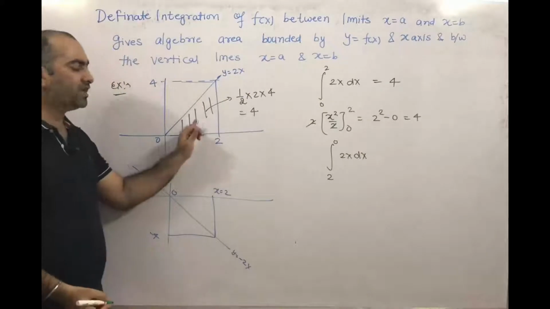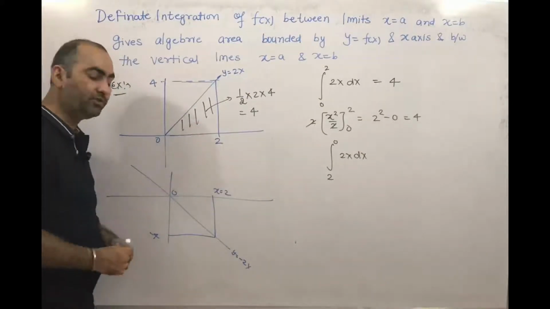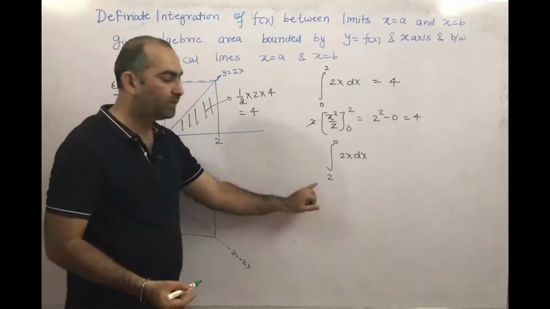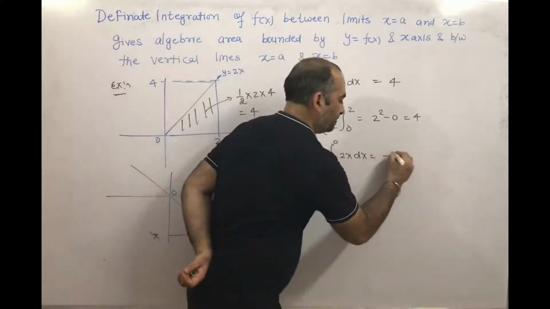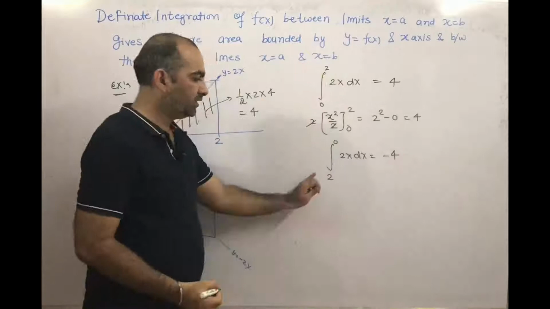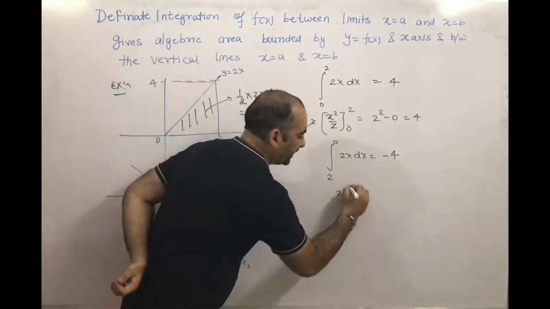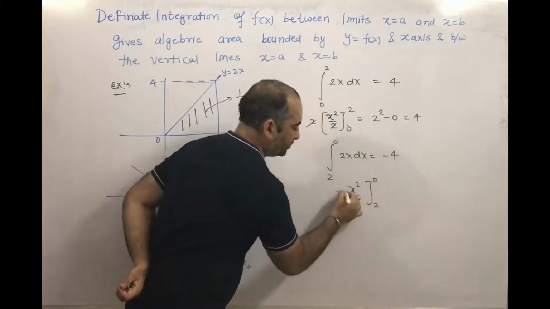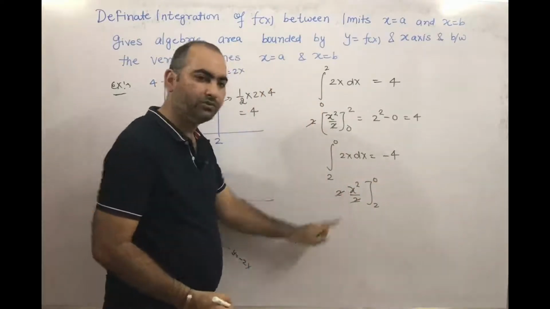But if I change the limit, if I do integration 2 to 0 of 2x dx, the bounded area is above the x-axis, but the limit we are taking from right to left. So this area will come out minus 4. If you want, we can do it: 2 x square divided by 2, limit 2 to 0, the 2 getting cancelled. First you put 0.